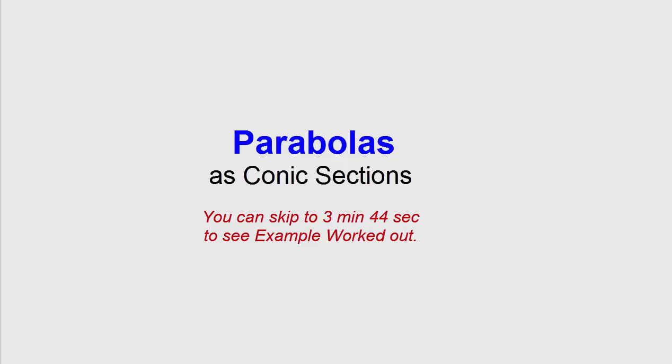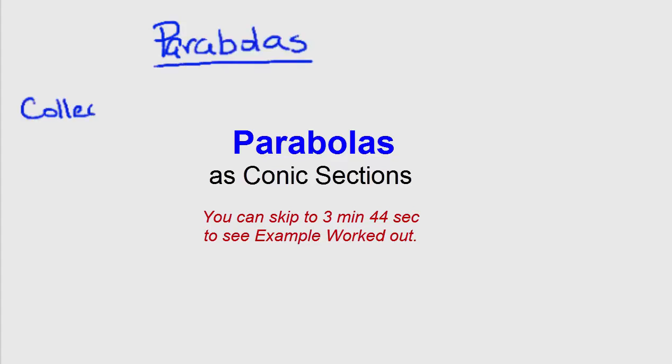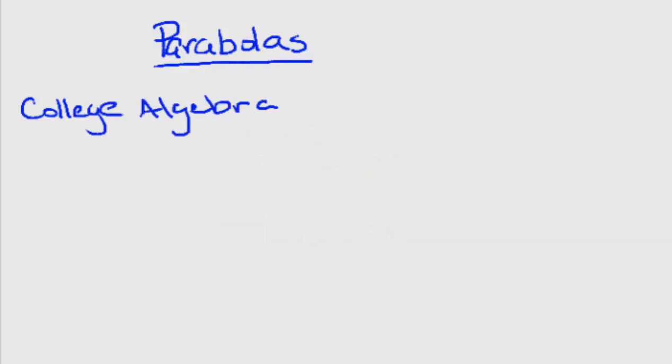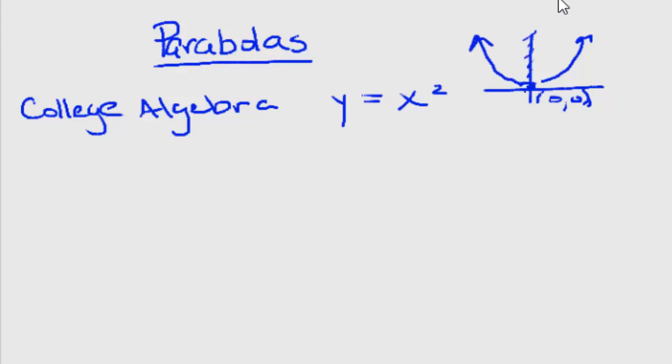In this video we're going to discuss parabolas. And you may be familiar with parabolas from College Algebra or another algebra class. You probably learned that the typical example of a parabola is y equals x squared, and that y equals x squared has a vertex at (0, 0). It has that classic U shape. It has an axis of symmetry, the line x equals 0, and we can graph it by finding at least one other point besides the vertex and using the symmetry.